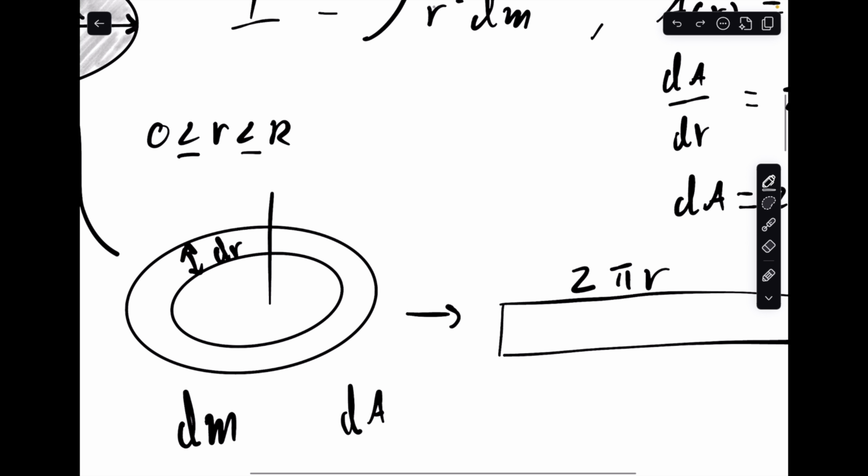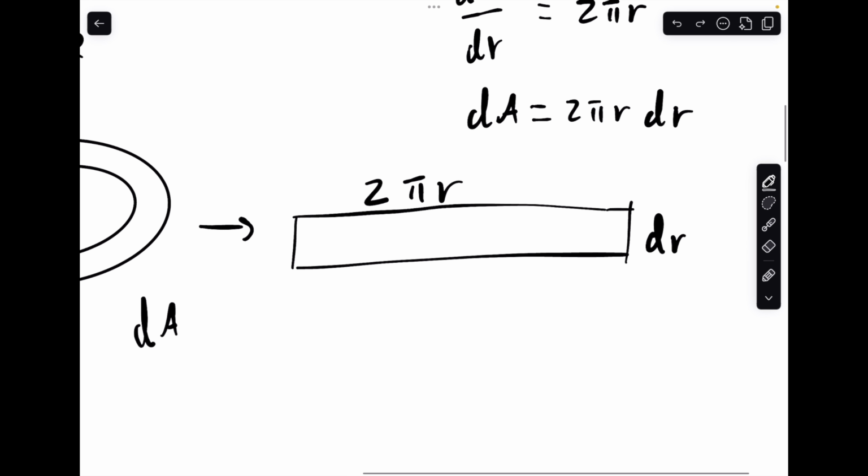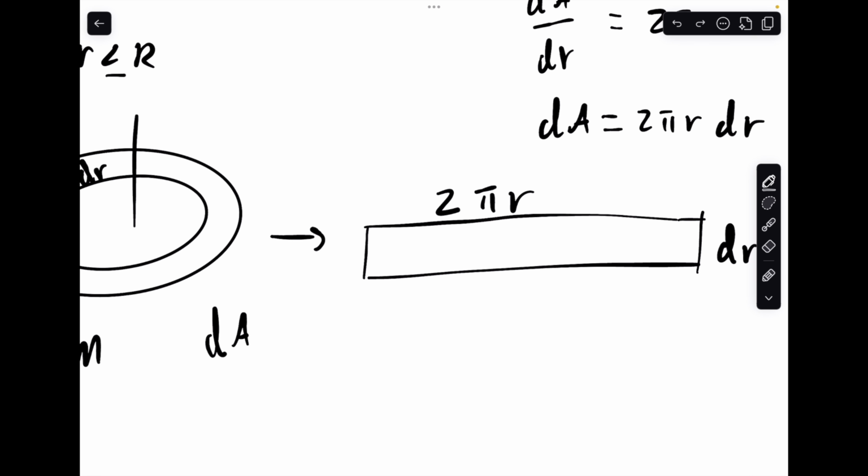So now we know the spacing of this rectangle. Another thing you might be thinking is, well, a circle does not equal a rectangle. You can't treat it like that. When we go infinitely small, when we make the spacing dr, we're allowed to treat it like a rectangle. That is how calculus works.